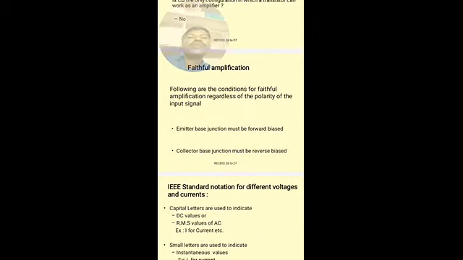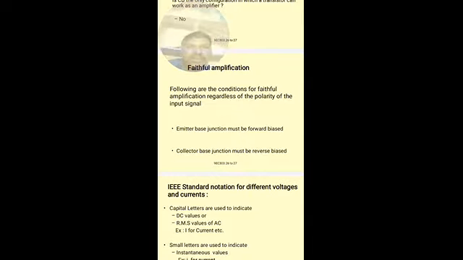So the faithful amplification, the output amplified signal should be similar to the input signal, that is called with no distortion. For faithful amplification, regardless of the polarity of the input signal, the emitter base junction must be forward biased, and the collector base junction must be reverse biased. That is, the transistor must be operated in the active region.